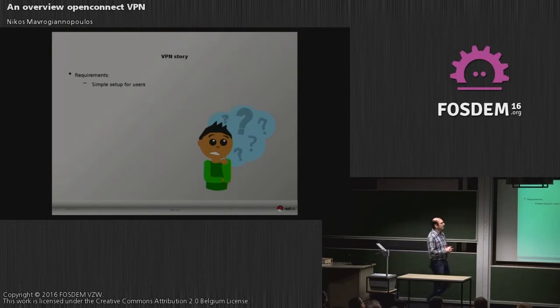One was to have a very simple setup for end users. When they were at home, they were employees, maybe from a law company, they didn't know about Linux, they didn't know about VPN. They just wanted to connect. So we wanted a really simple setup.